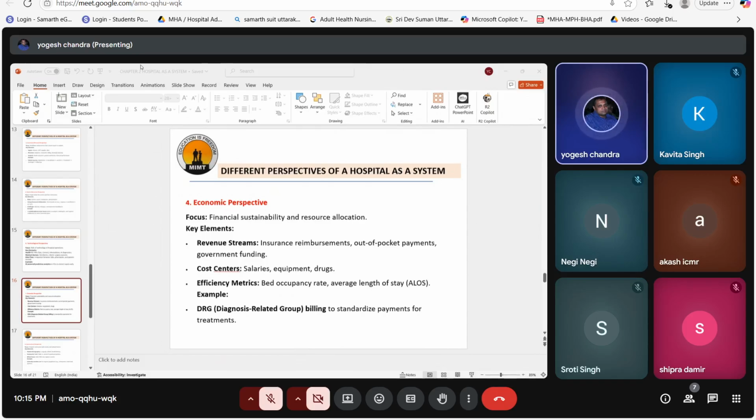So there are a lot of models you can think upon that. As a hospital administrator, you have to think upon all these things. Okay, so that is the economic perspective. I hope you now have some clear concept.